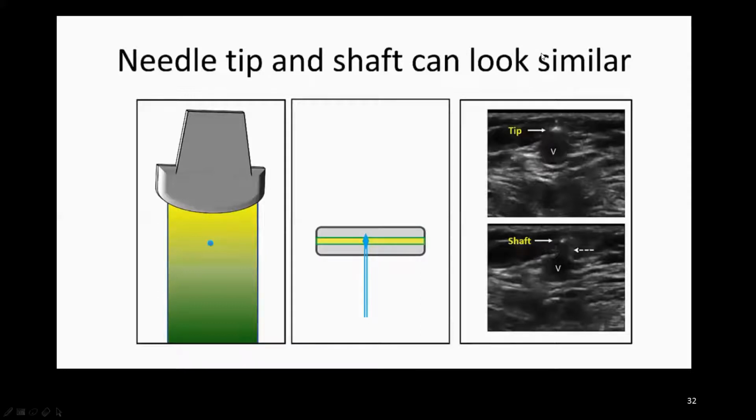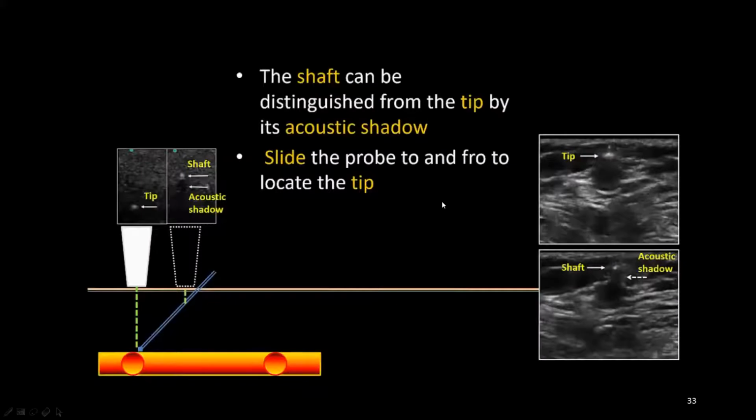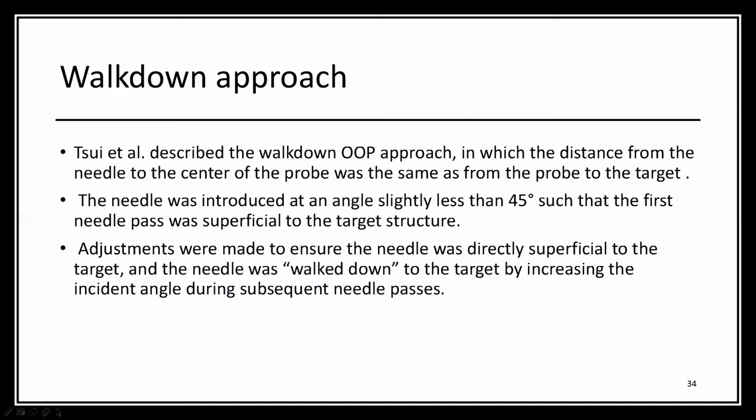So here in this out of plane technique, we just have one slight difficulty. Because it is just the cross section, the needle tip and the shaft can look similar. So how can we differentiate between both of them? The shaft of the needle will produce an acoustic shadow, and the needle tip will present as a hyperechoic white structure on top of the target.